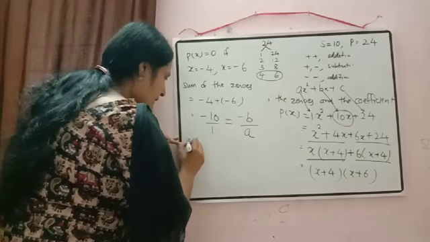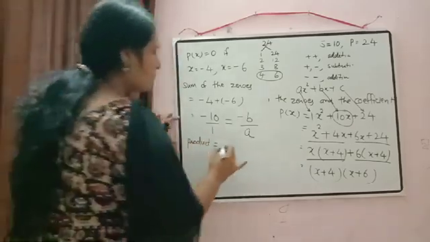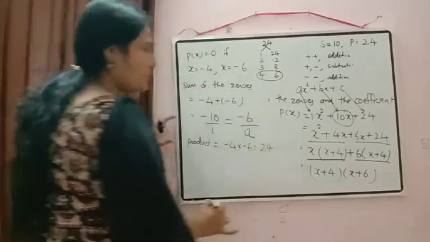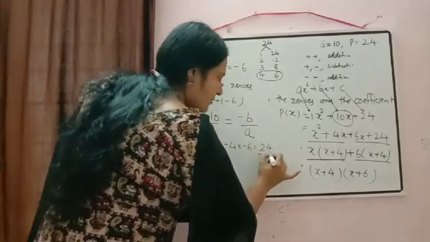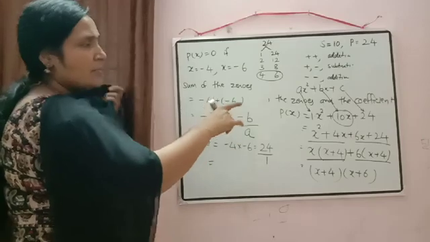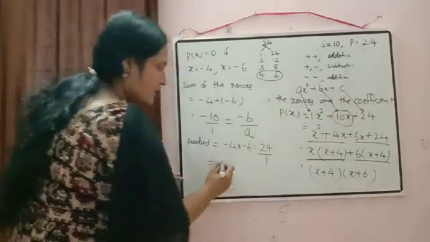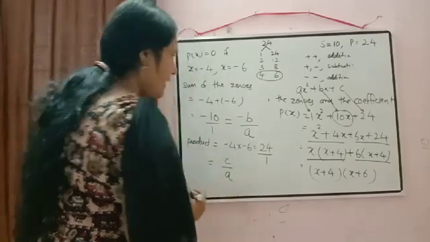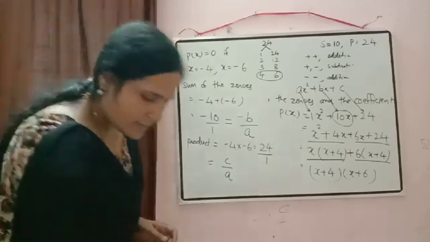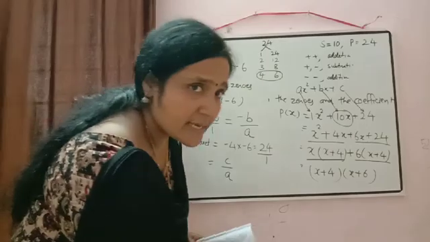Okay. Then next one, product of the zeros. Multiply the two zeros, what will come? Minus 4 into minus 6 will be equal to 24. 24 can be written as 24 by 1. Now check in the polynomial which expression gives 24 here. 24 means that is c. So we will write down here c by a. So sum of the zeros is equal to minus b by a and product of the zeros is equal to c by a. I hope this is clear.